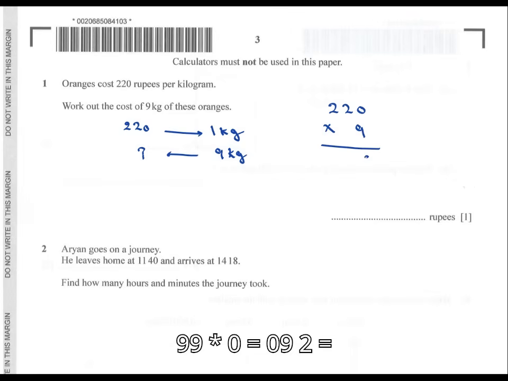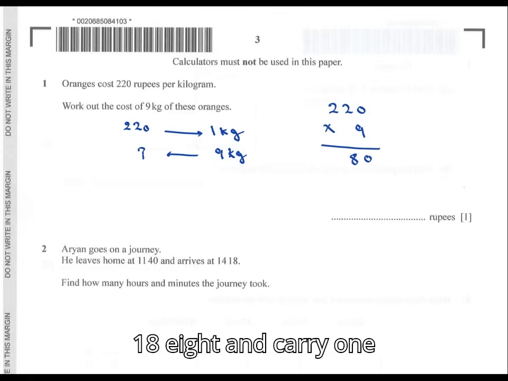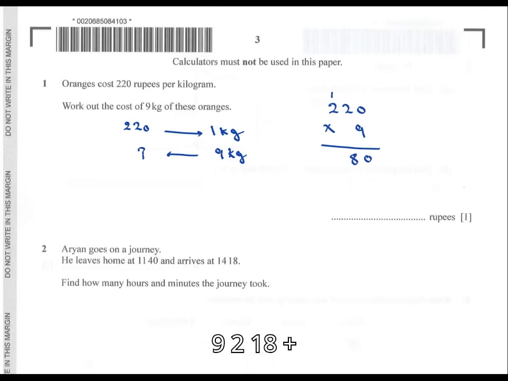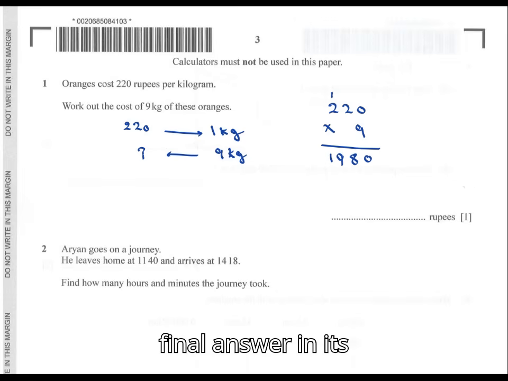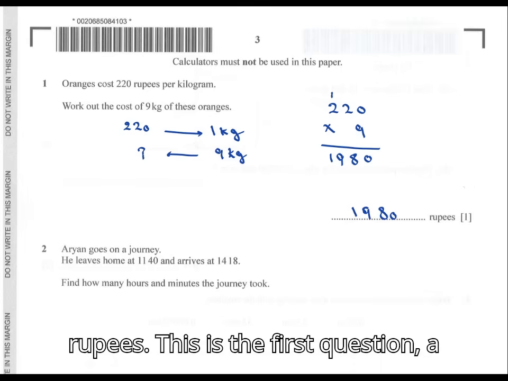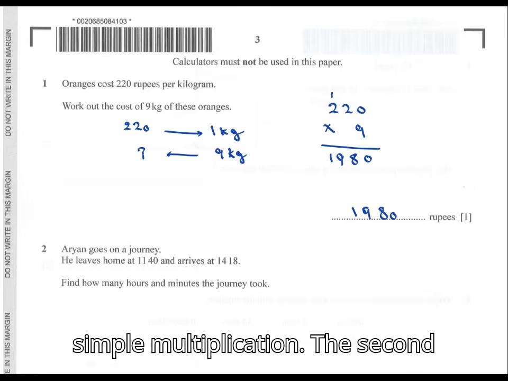9 times 0 equals 0. 9 times 2 equals 18. 8 and carry 1. 9 times 2 equals 18, plus 1 equals 19. And you have to write the final answer in its place, 1980 rupees. This is the first question, a simple multiplication.